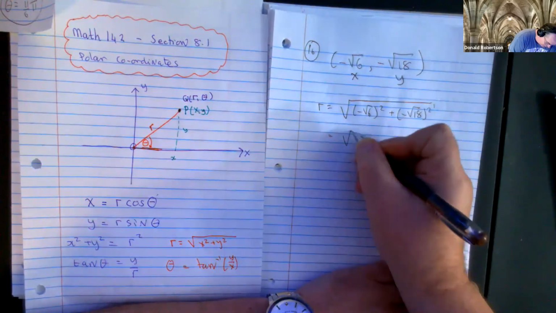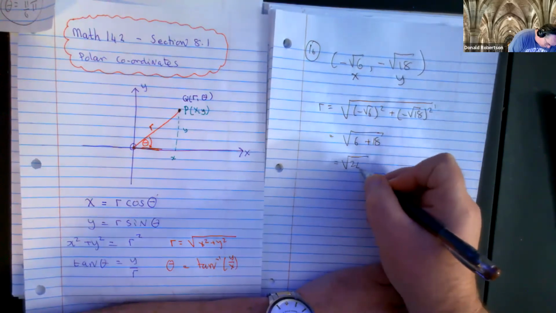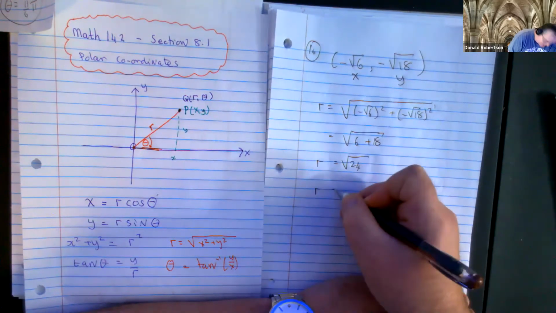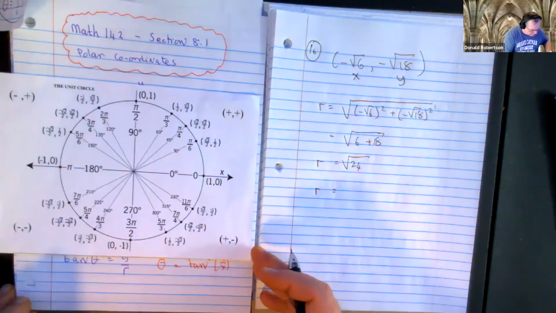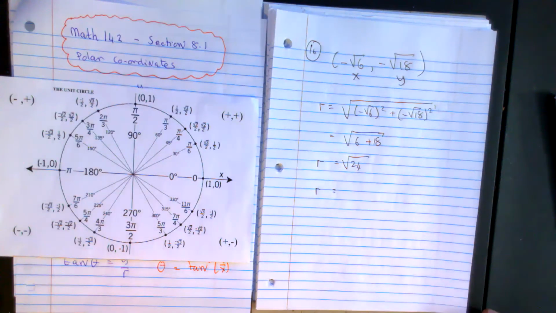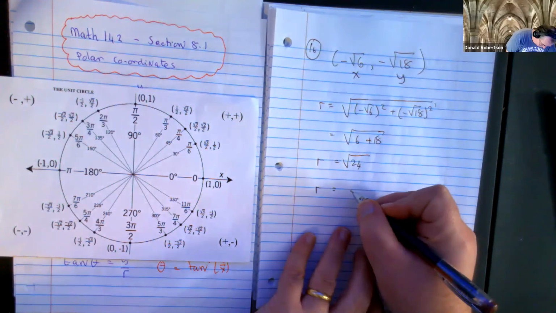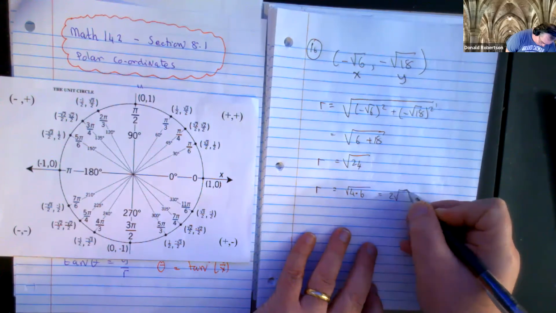And squaring that guy gets you plus 6, and squaring that guy gets you plus 18. So I get the square root of 24. Can you simplify the square root of 24, even if it's just a little bit? Wouldn't it be 4 root 7? Okay, so let's see, 4 times 6, and that simplifies down to 2 root 6.